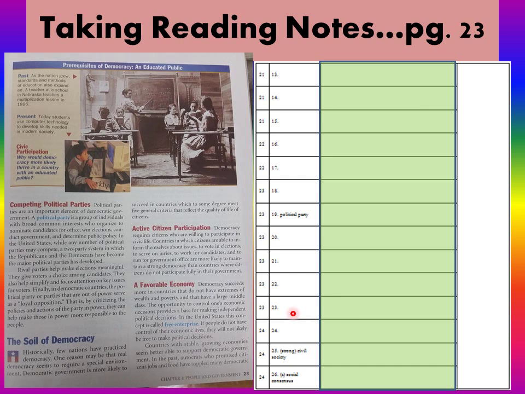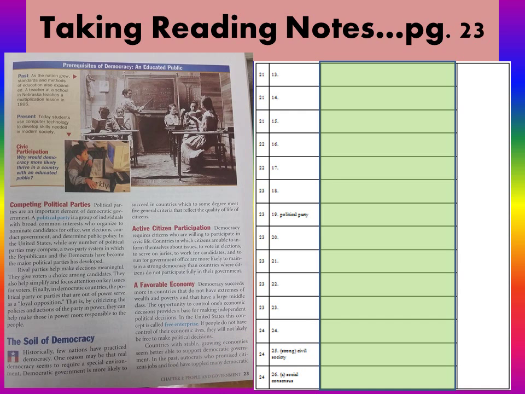Number 23 is free enterprise, and we're going to get that pretty quickly here. In the United States, this concept is called free enterprise. If people do not have control of their economic lives, they will not likely be free to make political decisions. So free enterprise, you can make your own economic decisions. That's what free enterprise is. People in a democracy can make their own economic decisions. That's number 23.